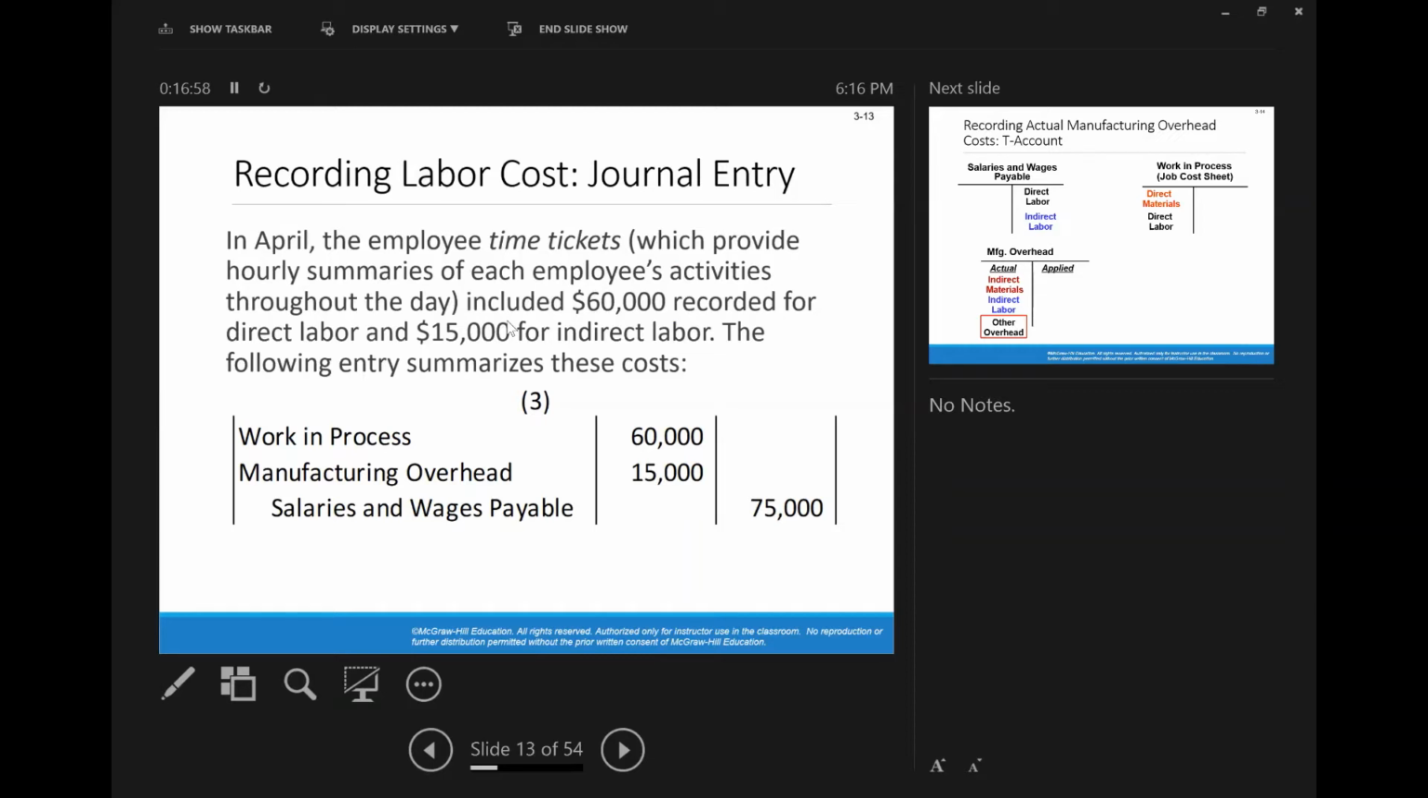So we have work in process for the direct labor portion, which is $60,000. And then we're going to debit manufacturing overhead for the $15,000, which is the indirect labor. And then we're going to set up the salary and wages payable for $75,000 because that's how much we have to pay out. That was the actual salaries that we have to pay.